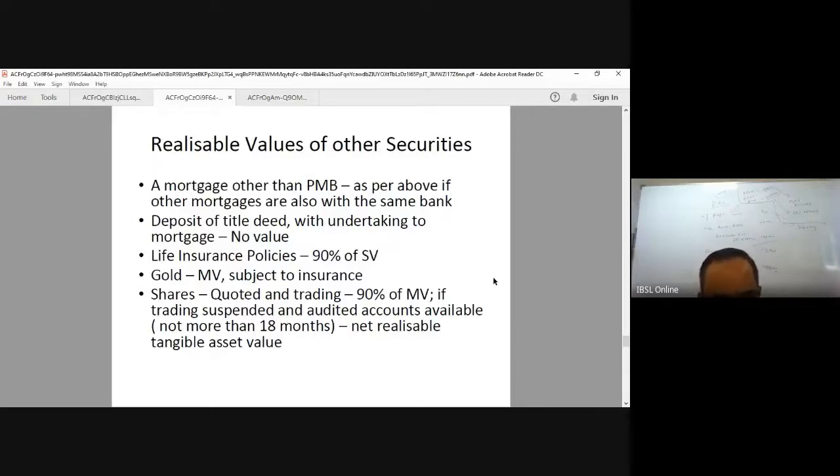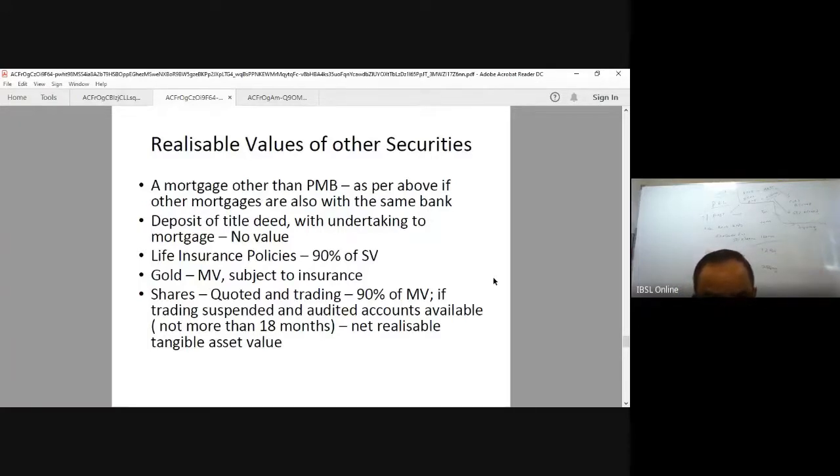Gold, of course, market value, right? Subject to insurance, gold market value. Shares, if it's quoted and trading, that is any shares which are quoted on the Colombo Stock Exchange. It has to be quoted. That means it has a market value, right? You have a market value of the shares, readily acceptable because it's trading in the market. So 90% of the market value can be taken for this particular realizable value calculation.